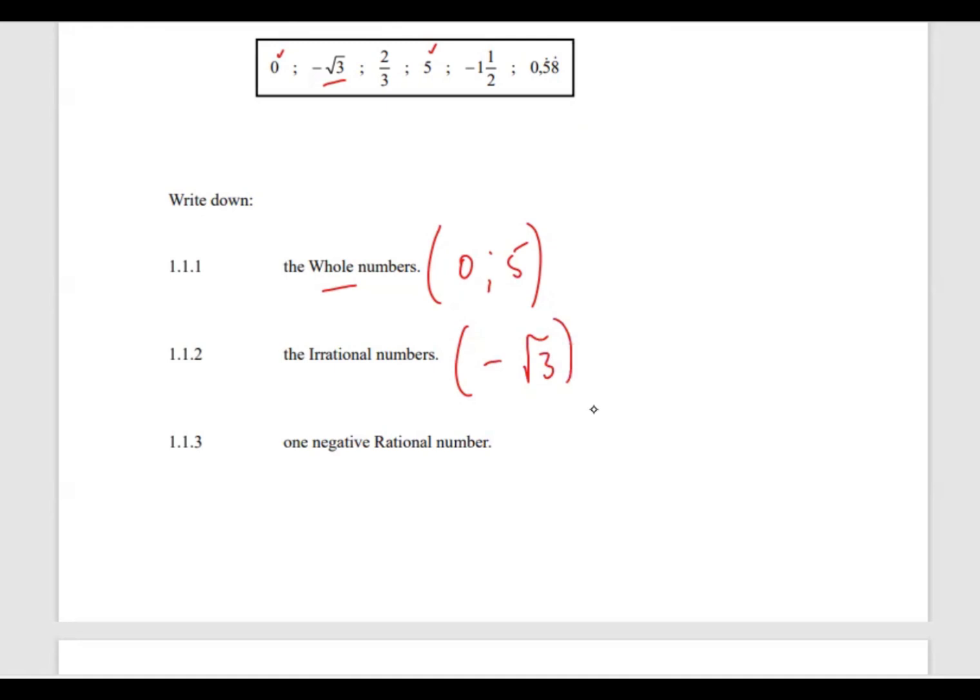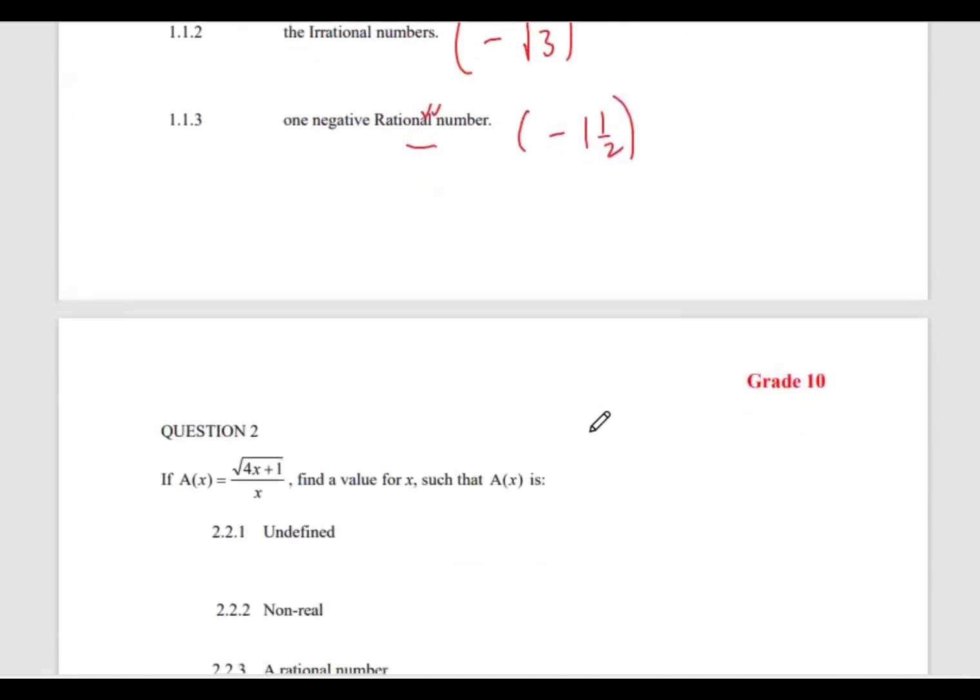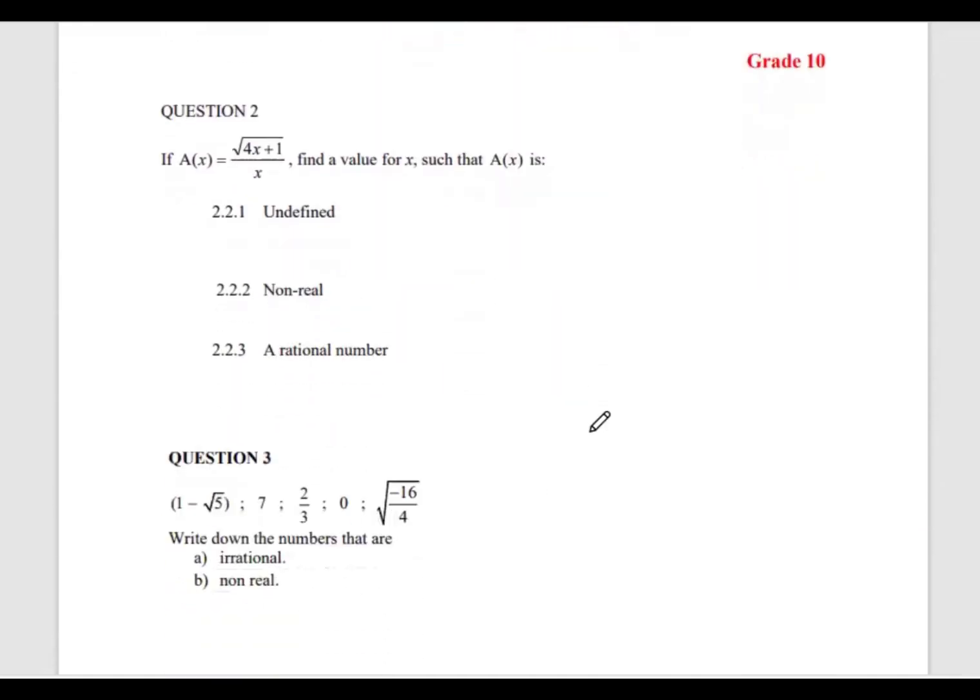Then one negative rational. Okay, rational is one that can be expressed as a normal fraction, common fraction, decimal fraction, or something of the sort. So negative, we only have this. Since they wanted the negative, it's going to be negative 1 over 2. So that is how we would have answered that question. Let's look at question 2.